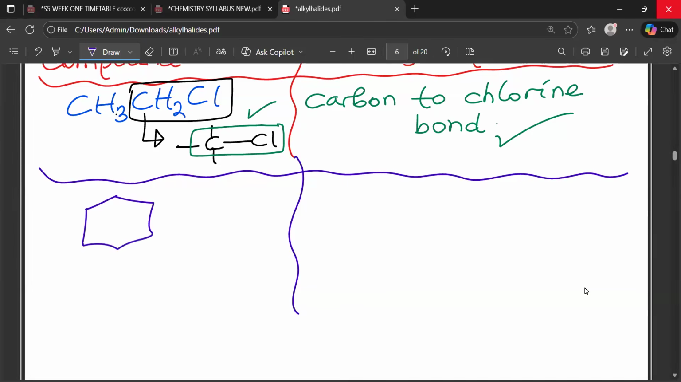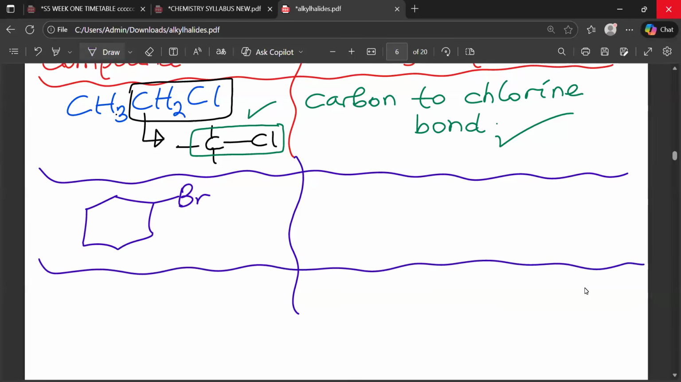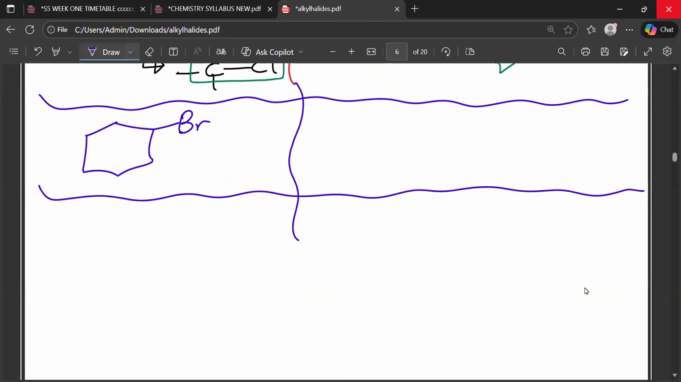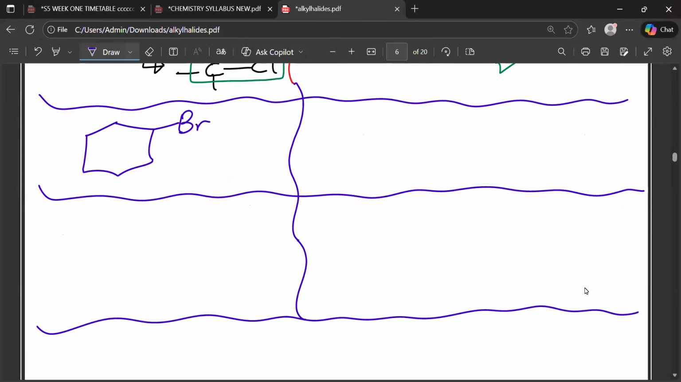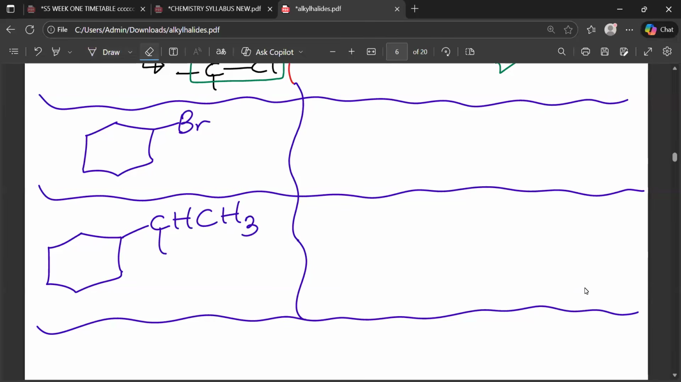So what if the structure is this? Someone tell me. Just write the functional groups in the chat. Save time. Write the functional group of that very fast.